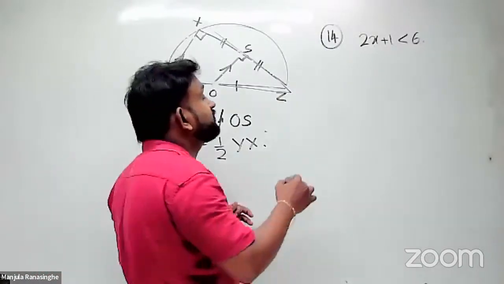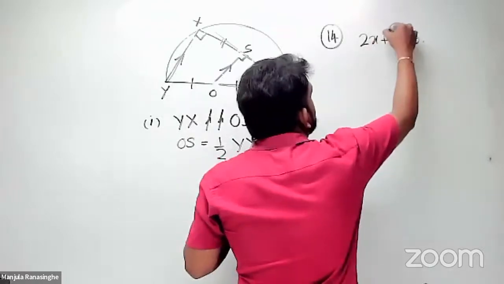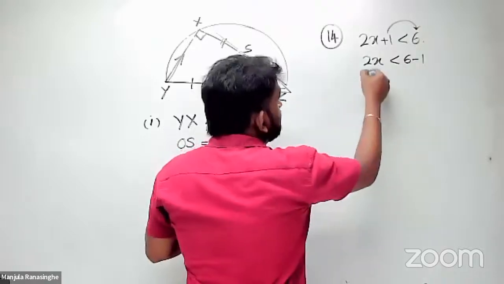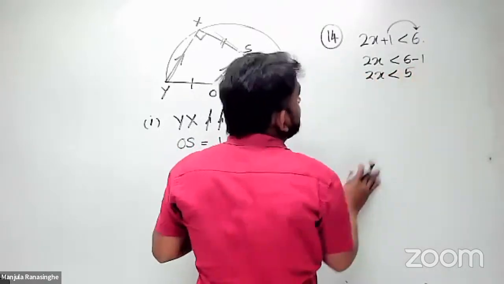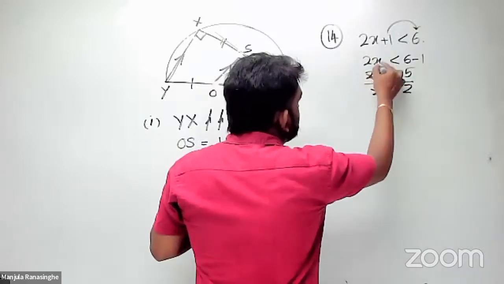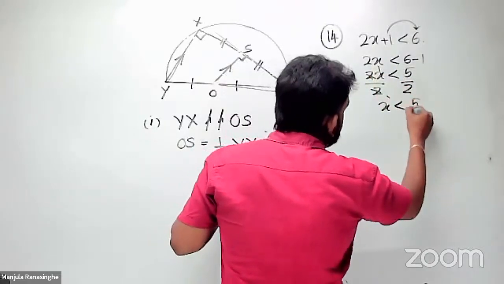But first, write x as the subject. So bring this one to the other side: 2x less than 6 minus 1. Okay, then 2x less than 5. Right, now divide by 2 on both sides. 2 cancels, then x less than 5 upon 2.